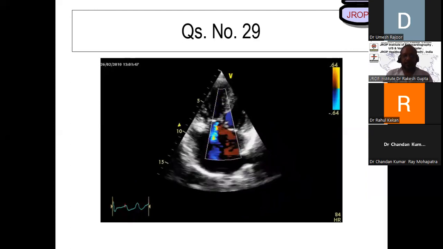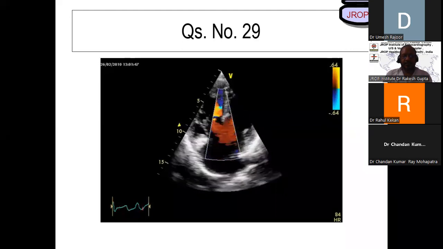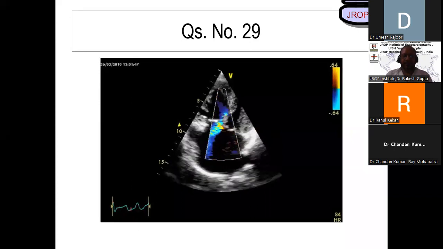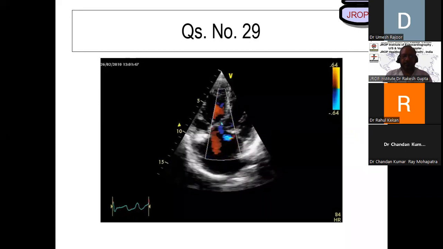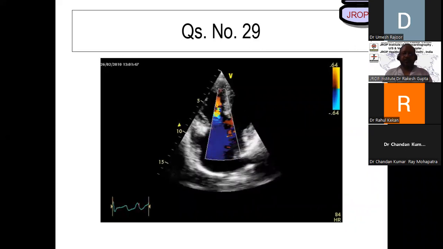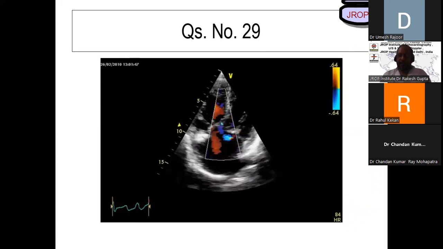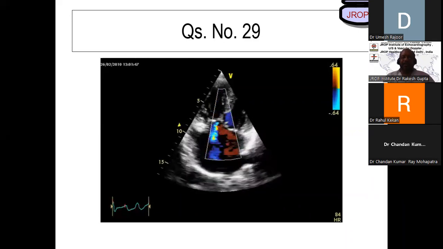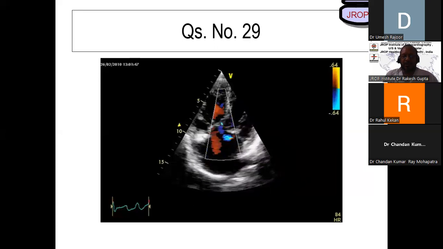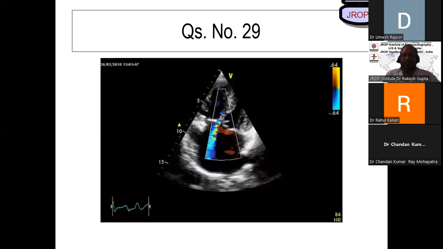Sir, there is a common atrium. The interatrial septum is not seen. Common atrium is there. There is severe TR. So is this AV canal defect? This is classically AV canal defect. Here the issue is this is a little variant of AV canal defect. This is not truly an AV canal. This is not a single AV valve.